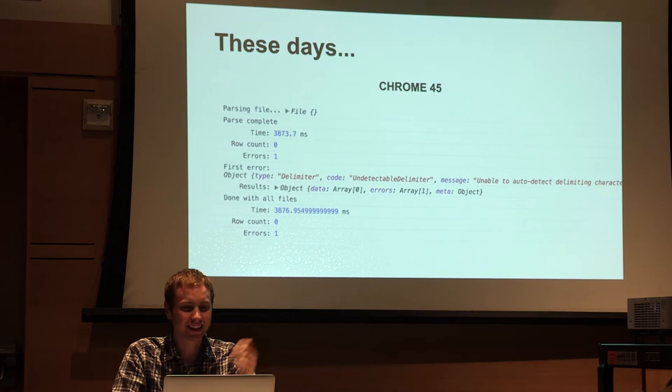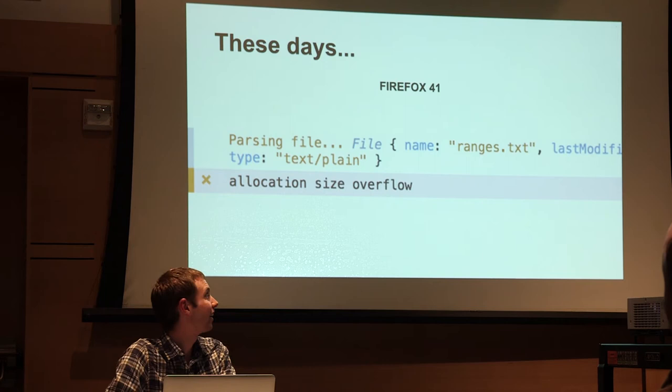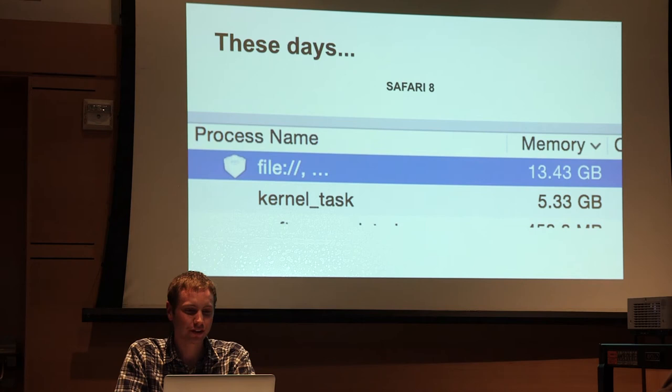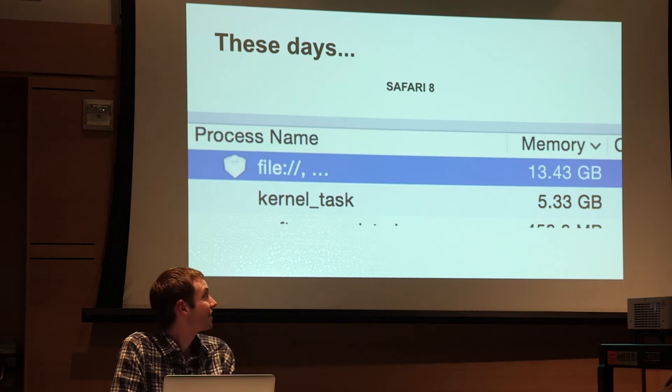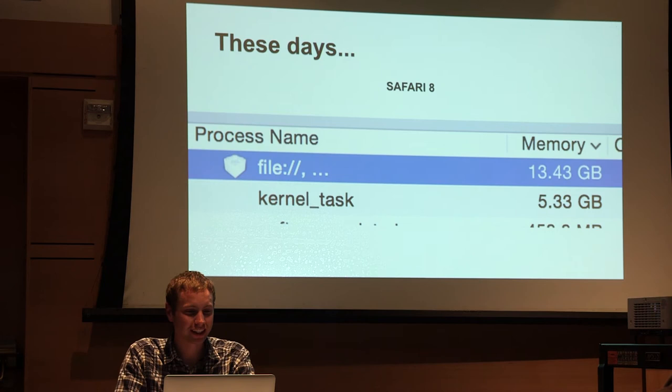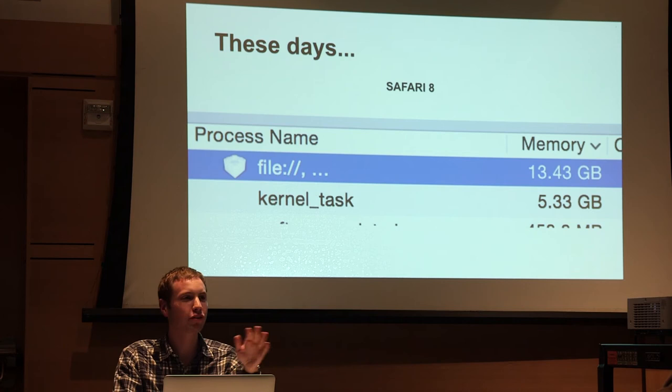Too bad. Firefox was nice enough to at least tell me there was an error, in that it was trying to allocate too much space. And Safari chewed through the whole file. This is about a gigabyte input file. It took about 15 minutes and locked up my entire browser and broke the name of the tab, because I don't know why it's doing the file protocol there. It was actually on a domain. And it used up all my memory and swapped out about 15 gigs of stuff. But it worked. We want to avoid all of this. You can do it, but we want to avoid this and do it better.